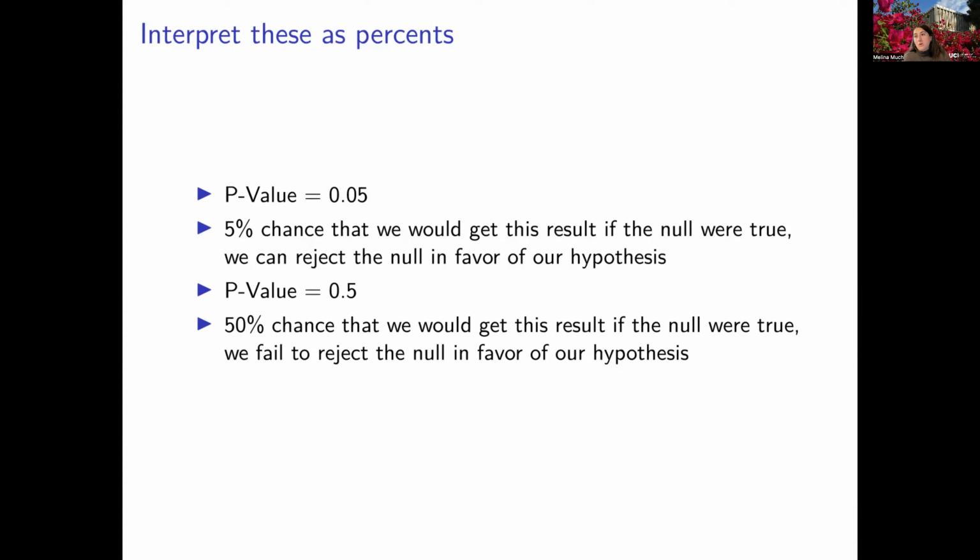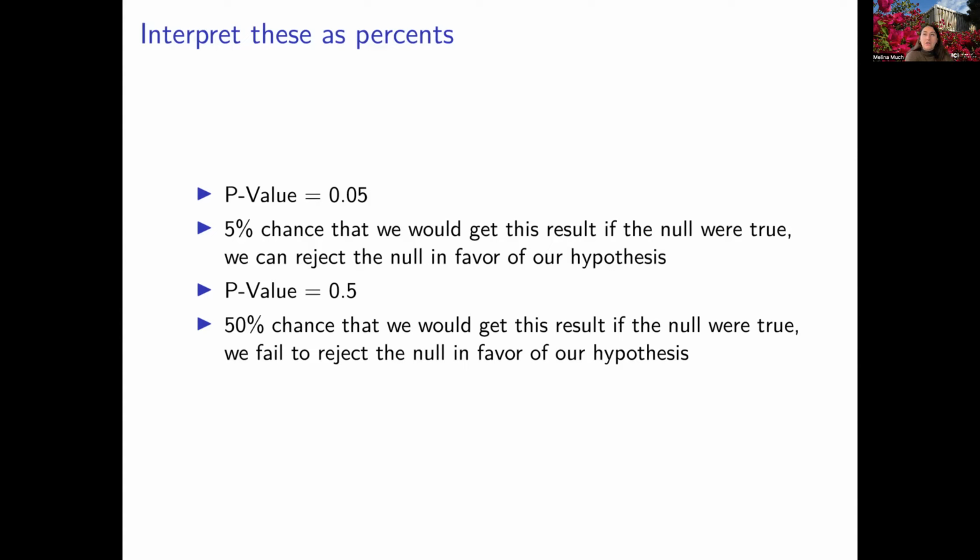So we can reject the null in this case in favor of our hypothesis. But if we get a p-value of 50%, there's a 50% chance that we would get this result if the null were true, right? Which we don't want the null to be true if we're looking for evidence. So we failed to reject the null in favor of our hypothesis.